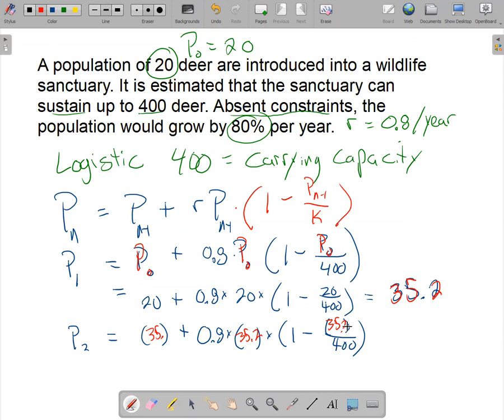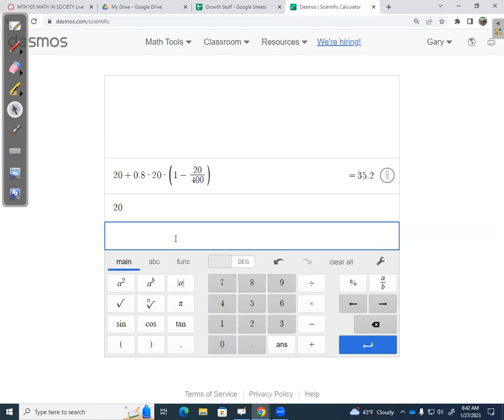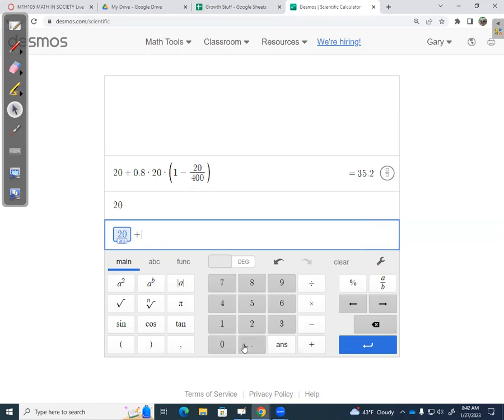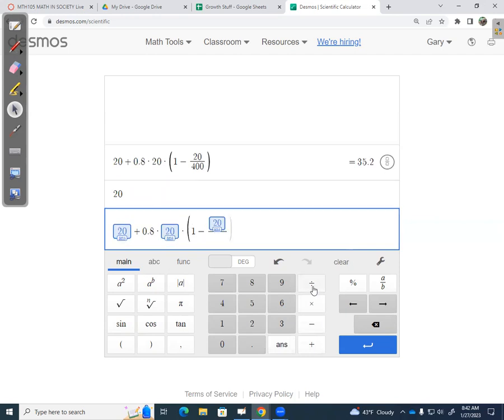All right, so if you need to do a bunch of them, here's a more efficient way to use a calculator, which is kind of like using a spreadsheet. I type the initial population first and just hit enter. Now it's the previous answer. So then to set up my next one, I just say take the previous answer plus 0.8 times the previous answer, parentheses 1 minus the previous answer over 400.